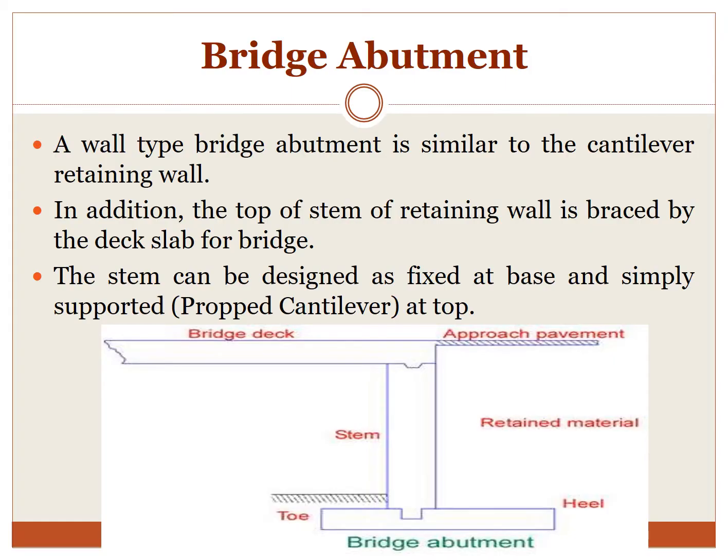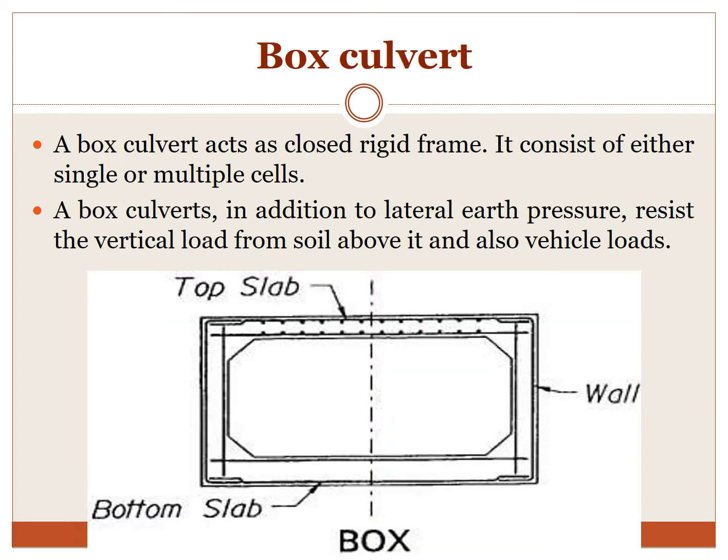Next, bridge abutment. A wall type bridge abutment is similar to the cantilever retaining wall. In addition, the top of the stem of the retaining wall is braced by a deck slab for the bridge, and the stem can be designed as fixed at base and simply supported at top. Next, box culvert. A box culvert acts as a closed rigid frame, and it consists of either a single or multiple cell. In addition to lateral earth pressure, it resists the vertical load from soil above it, also vehicle load.